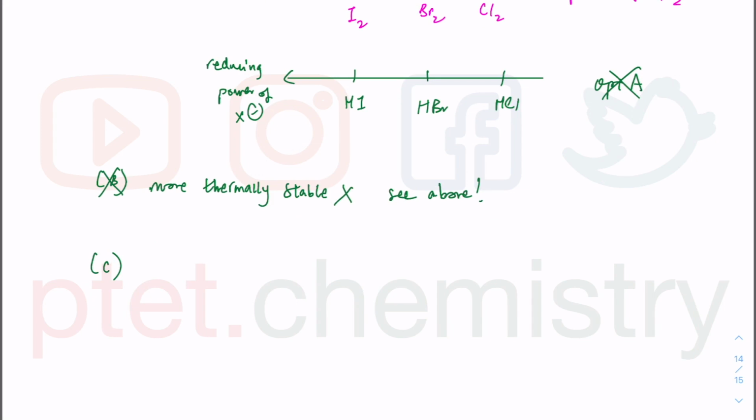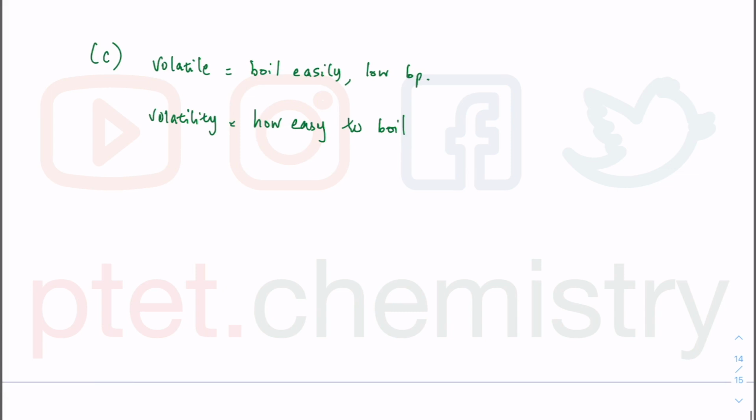Well, I mean, there are two bits to the volatility. Volatile means boil easily. Boil easily means low boiling point. So volatility is to do with how easy it is to boil. So going down the simple molecular structure for the group 17 halogens, you can imagine that we have to think about what we are breaking. So let's say chlorine, bromine, and iodine.